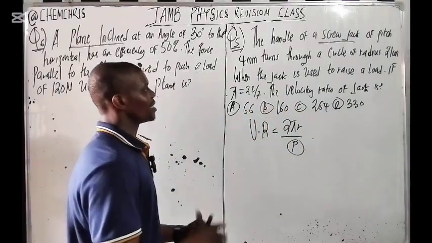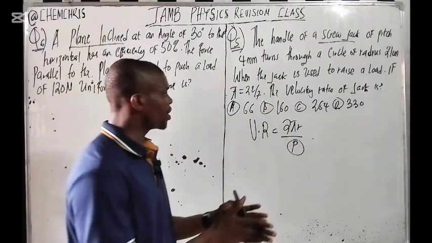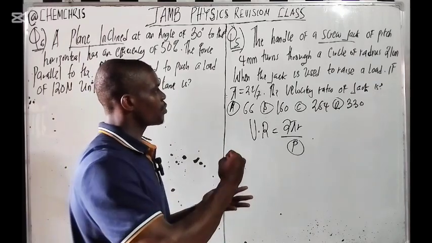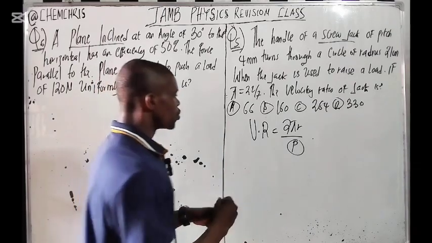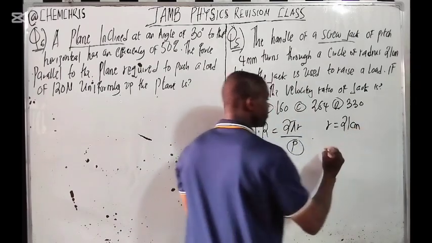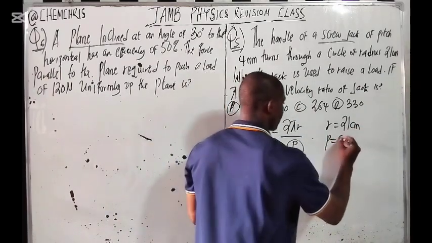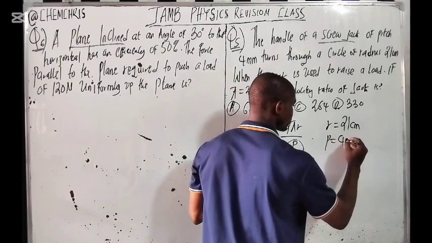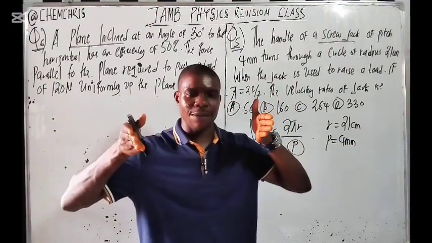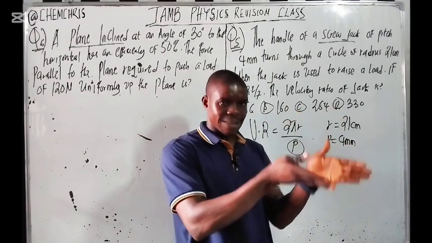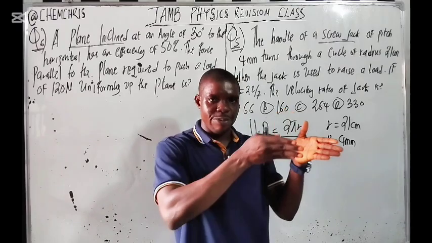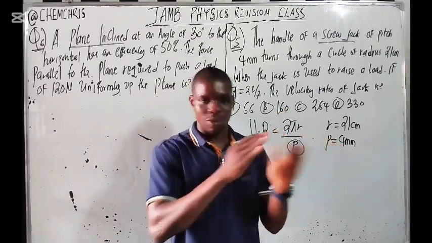So if you look at the question here, you see that the screw jack of a pitch 4 millimeter is turned through a circle of radius 21 centimeter. So the radius is 21 centimeter, and the pitch is 4 millimeter. Do you understand? Now you must convert both of them to meter. To convert centimeter to meter, you divide by 100. To convert millimeter to meter, you divide by 1000.